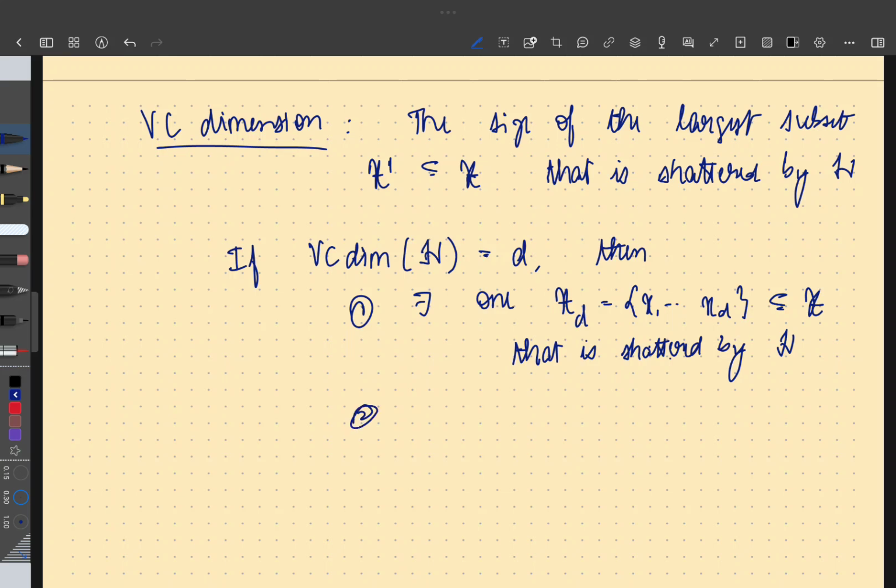And secondly, no set of D plus 1 points can be shattered by H. So no matter how you choose the D plus 1 points, there are in general infinitely many ways of choosing these D plus 1 points, it is not possible to generate all possible labelings using the class of functions that we have.